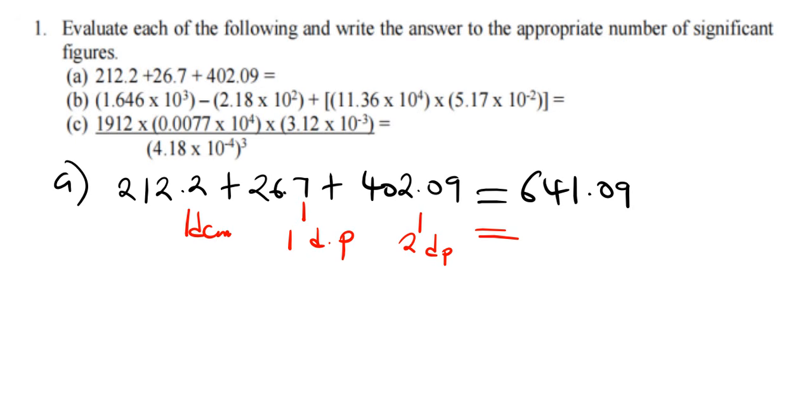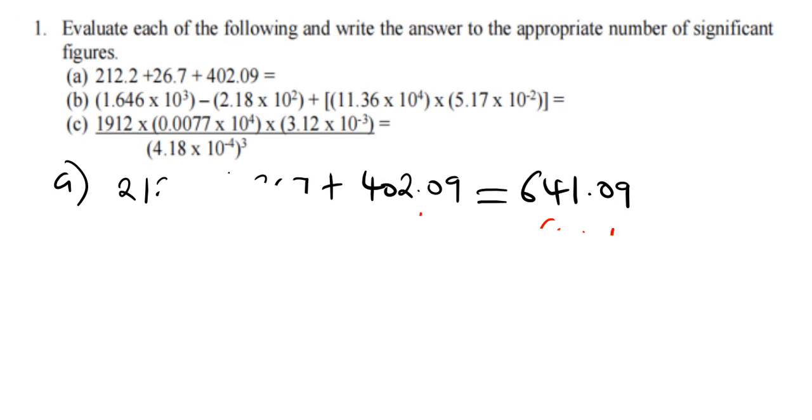So in this case, our answer has two decimal places, but we're supposed to make sure that it has one decimal place. So we're going to have 641 point. Now this digit is greater than 5, so we're going to add the 1. So you're going to have 641.1. That would be the solution for A.